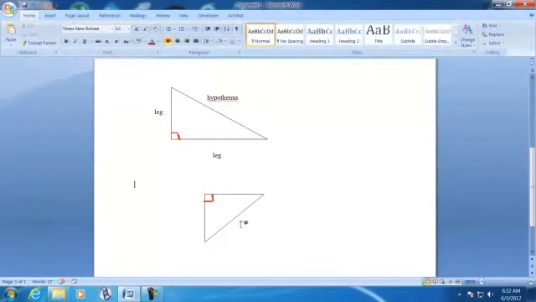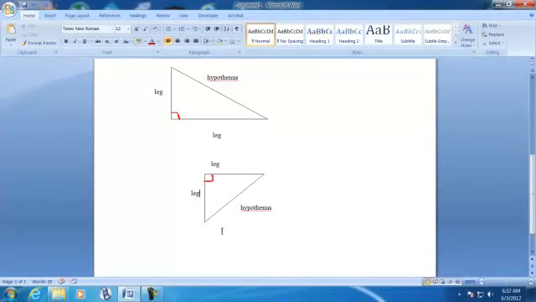And if you have it this way, of course, the side facing the right angle is what we call the hypotenuse, and the other two sides are what we call legs. So whichever way you have it, just identify the hypotenuse first, which is the side facing the right angle, and then identify the other two sides as the legs.